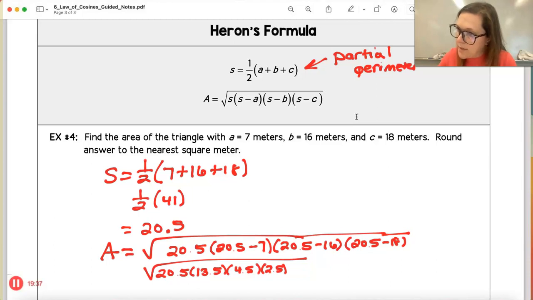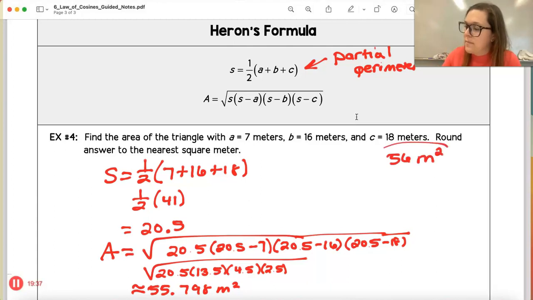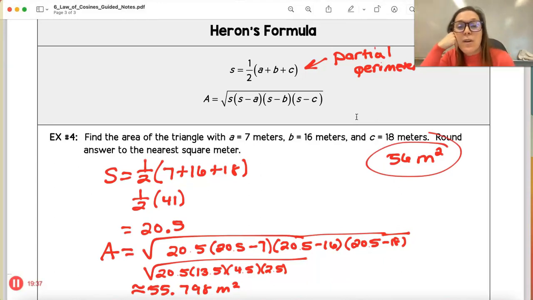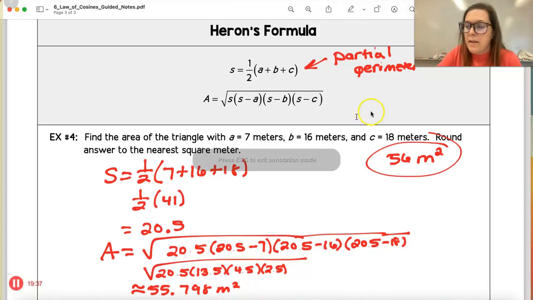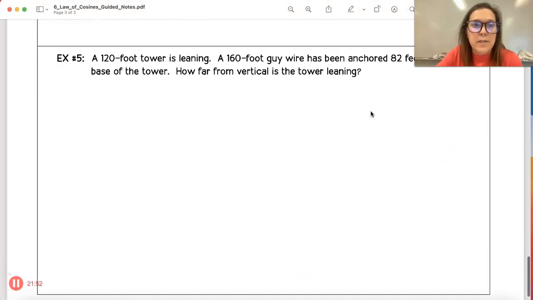And then when you evaluate that out, you get about 55.798 meters squared. So it's saying round to the nearest square meter. So I'd say 56 meters squared. And that's pretty cool. So no matter what type of triangle you have, you can find the area given all 3 side lengths using Heron's formula. If you were given 2 side lengths and the included angle, then we would use our law of sines area formula. Okay, let's move down to example 5, which is going to conclude it.